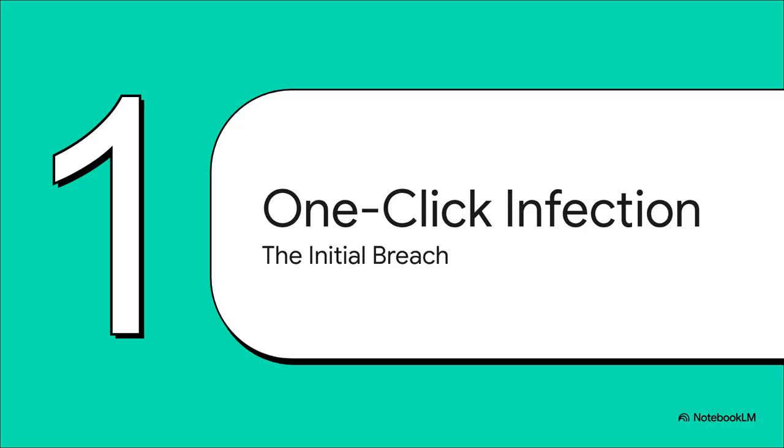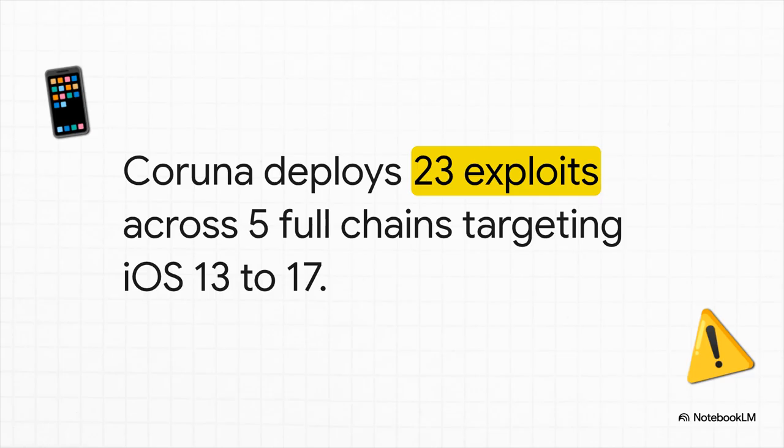Section 1. The one-click infection. The initial breach. We begin right at the front door. This is a one-click infection, meaning the victim just has to take a single action to kick off the chain, usually visiting a fake website on their iPhone disguised as a crypto exchange or news outlet. The sheer scale of the engineering here is staggering. It's not just a single bug. Coruna deploys 23 different exploits across 5 full exploit chains.